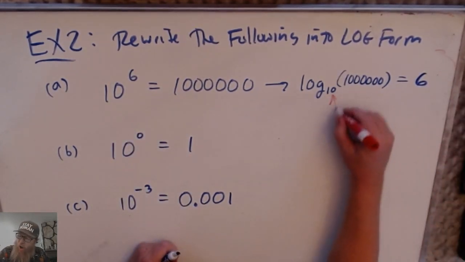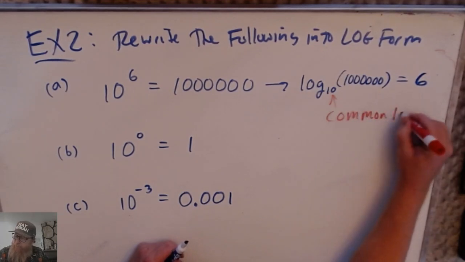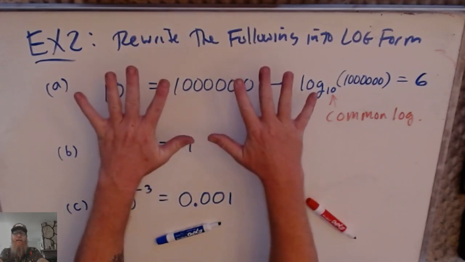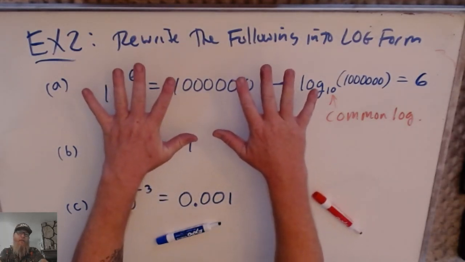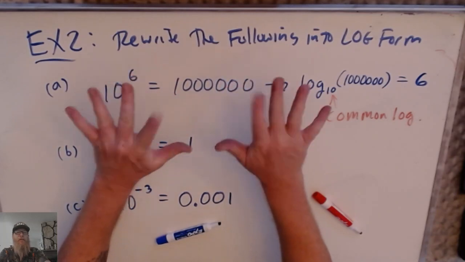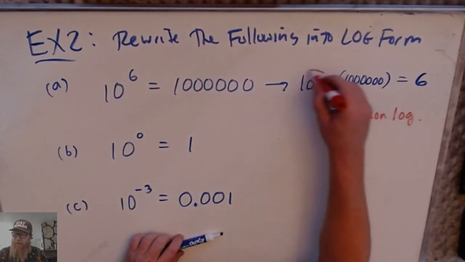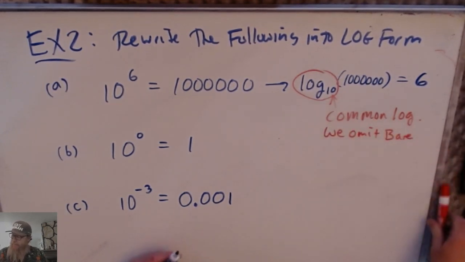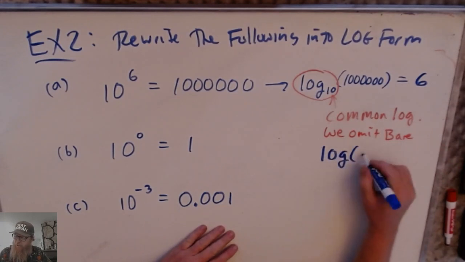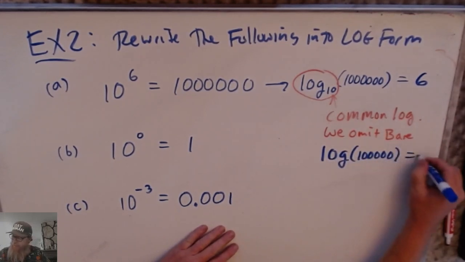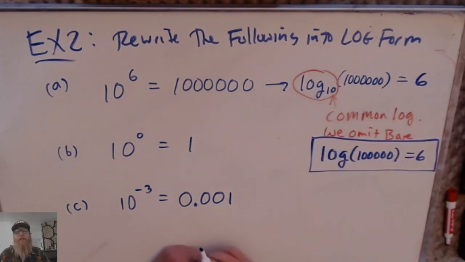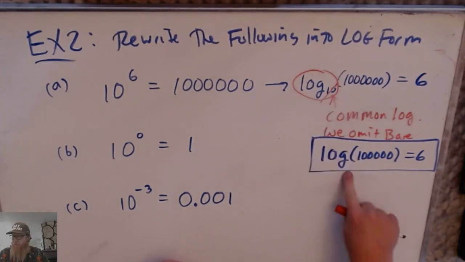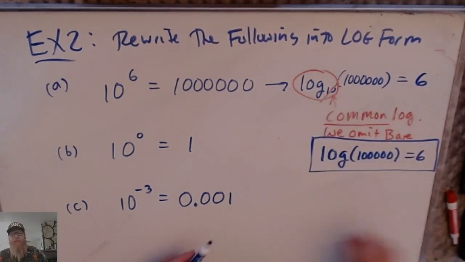So this is called a common log, because one thing most of us have in common, hold out your hands, I can tell you're a human if you've got 10 fingers. Although there might be some other creatures that have 10 fingers. One thing that most humans have in common is 10 fingers. And so we usually omit the base and just write log of 1,000,000 is 6. So if you do not see the base, you assume that it's 10.